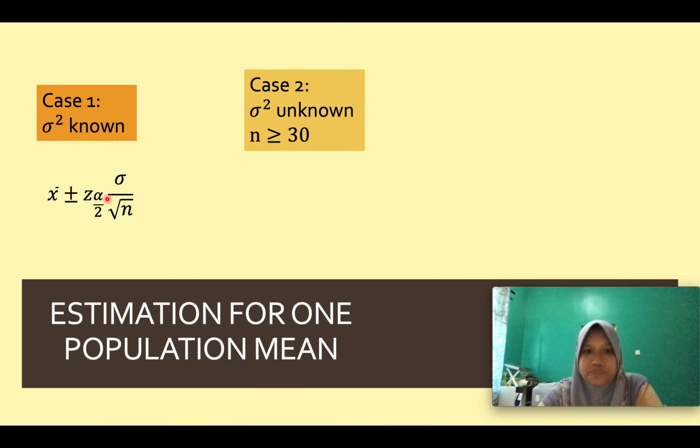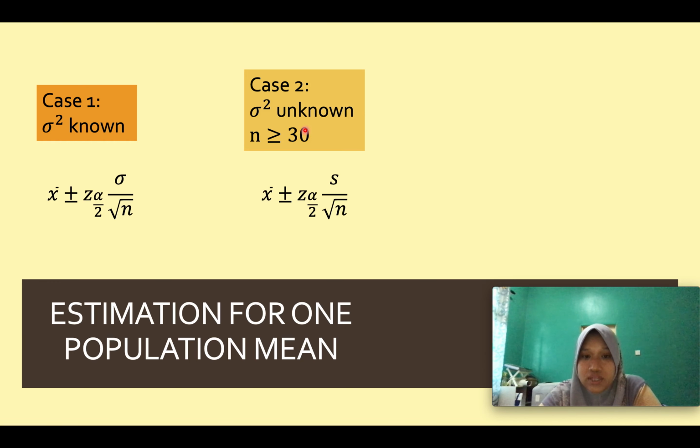Okay, case number 2. When the variance of the population is unknown, and the sample size is greater than or equal to 30, a large sample size. Okay, so the formula is x bar plus minus z alpha over 2 s over square root n. So the difference between case number 1 and number 2: in case number 2, we do not know the value of the population variance or population standard deviation. We just have the information on the sample, but the condition is that n should be large, greater or equal to 30.